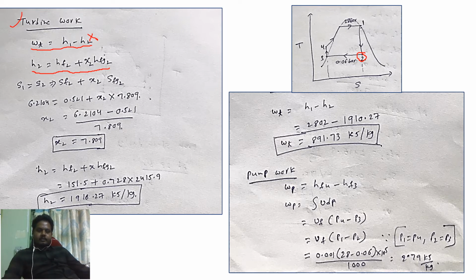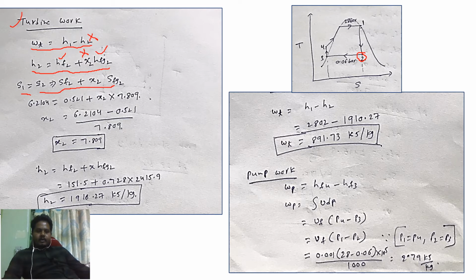In this equation, we know the value of HF2 and also HFG2, but we don't know X2, that is the dryness fraction at point 2. If we know the X2 value, we can find the H2 value. So we can write the same equation as S2 equals SF2 plus X2 into SFG2.